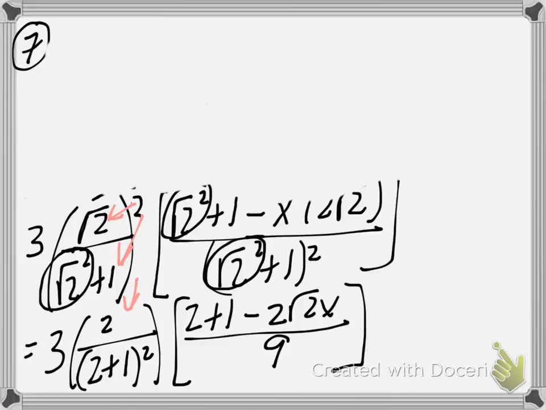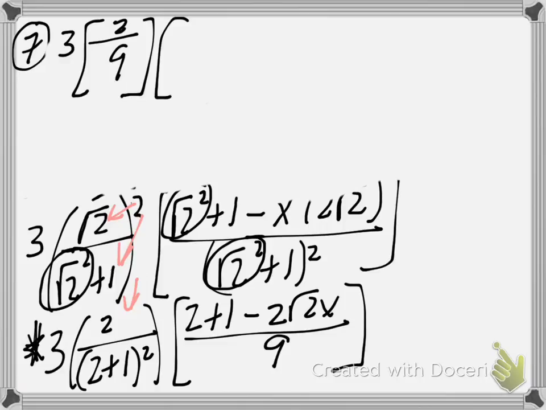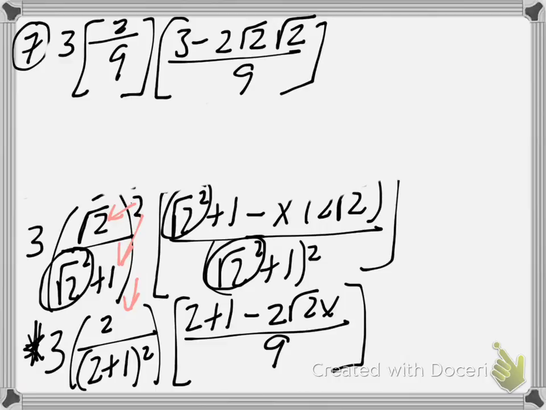Okay, so I'm starting right here. Okay, here's my 3. Here's my 2. 2 plus 1 is 3. 3 squared is 9. Oh, I just realized something that I did. I'm such an idiot. Okay. 2 plus 1 is 3 minus 2 radical 2, but I didn't change this x to radical 2. All over 9. Alright, it's no big deal.